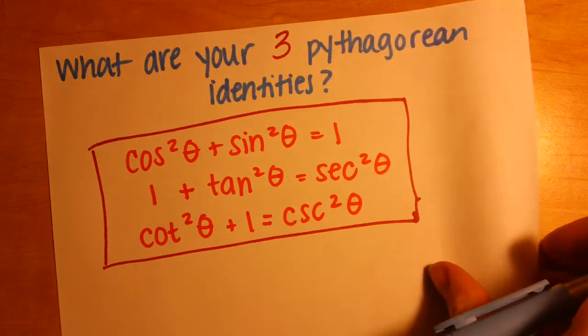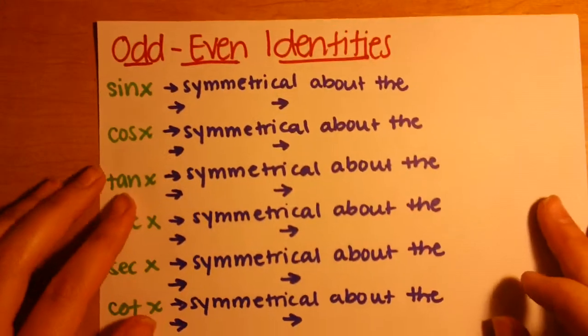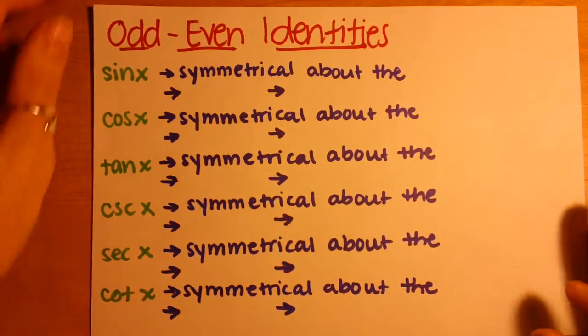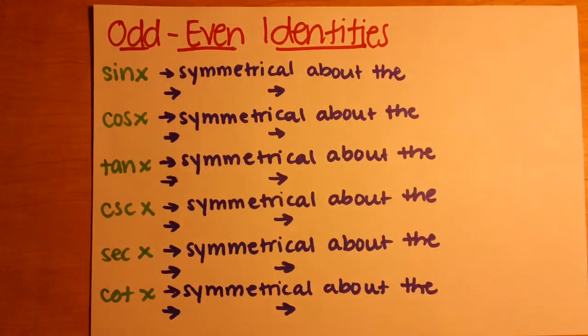Alright, so now let's look at our next group of identities. We have even-odd identities. So sin x is symmetrical about the origin.